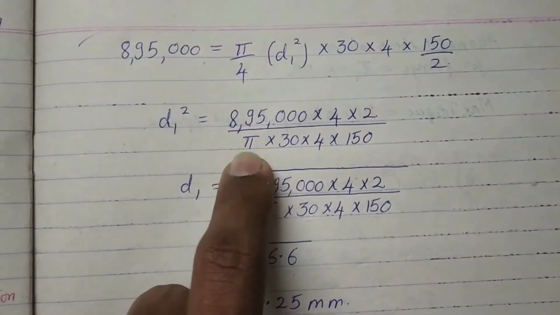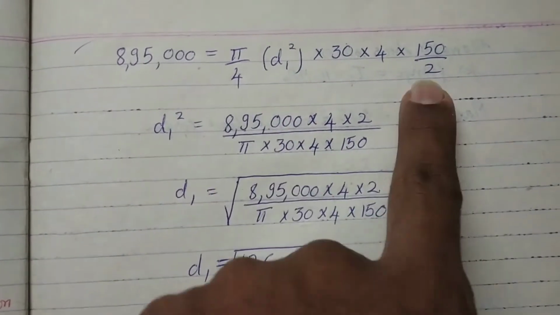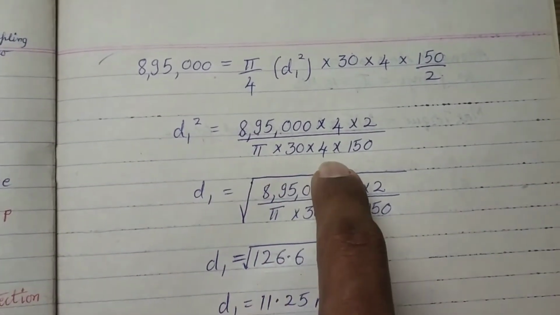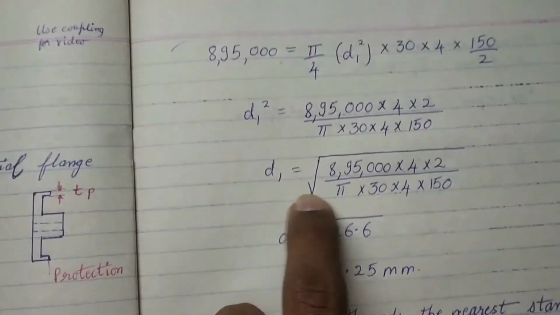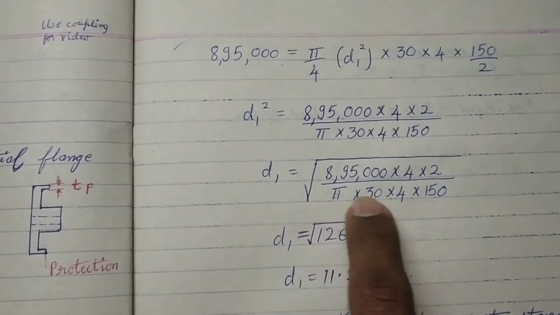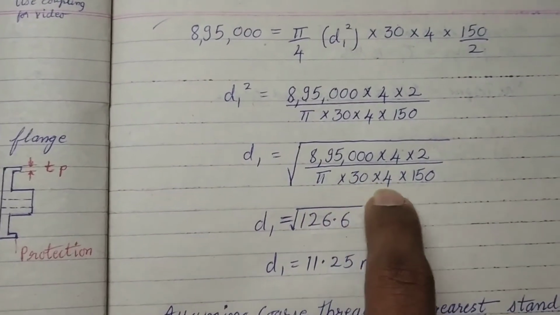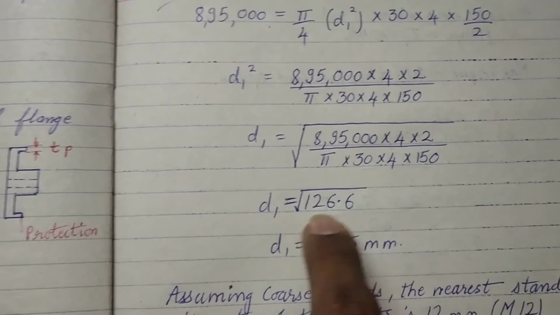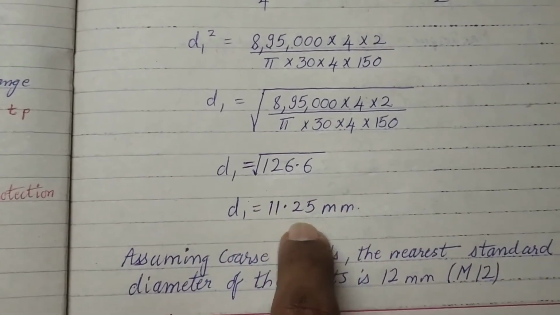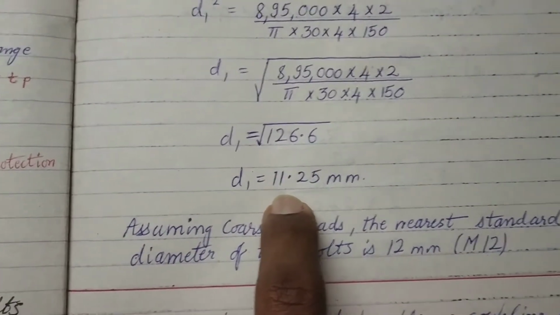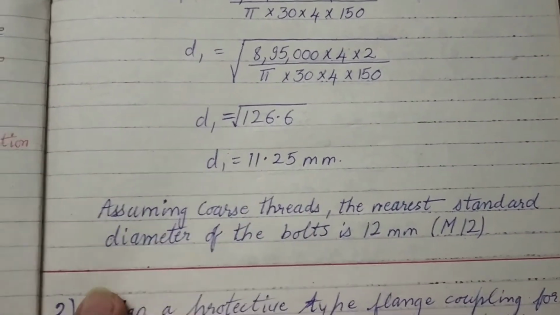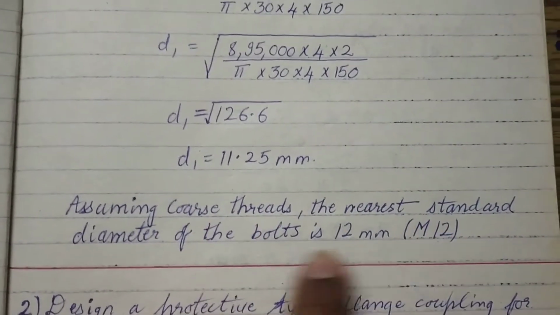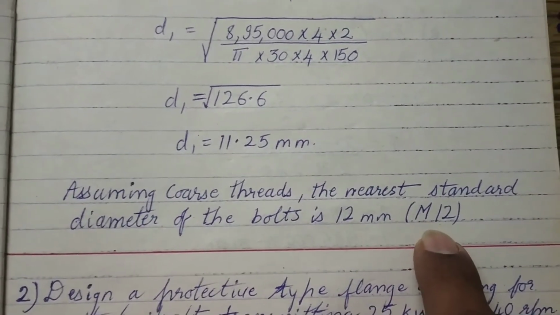Put the other things on the other side. 895000 into 4 into 2, and all the other things go to the bottom: pi into 30 into 4 into 150. The square coming to the other side will become a square root. So d1 equals the root of 895000 into 4 into 2 divided by pi into 30 into 4 into 150. Solve this, you get 126.6 and the root of that will be 11.25. So that is the diameter of the bolts. Assuming coarse threads, the nearest standard diameter of bolts is 12 mm. So you will be using M12 bolts.